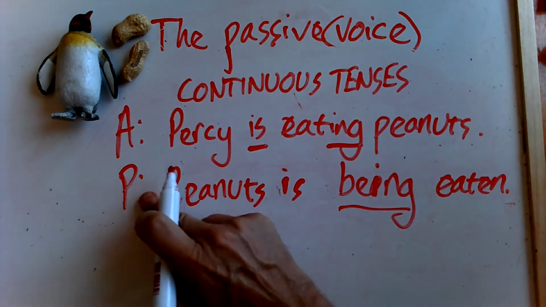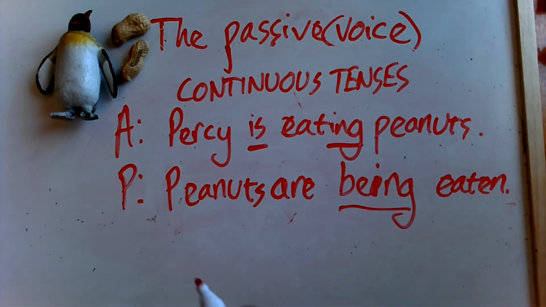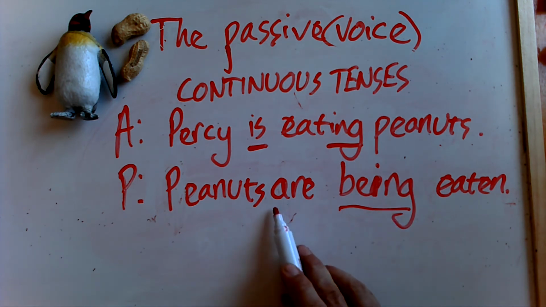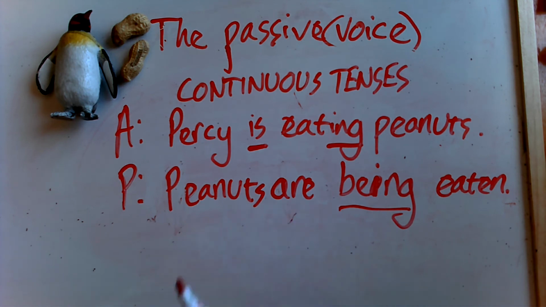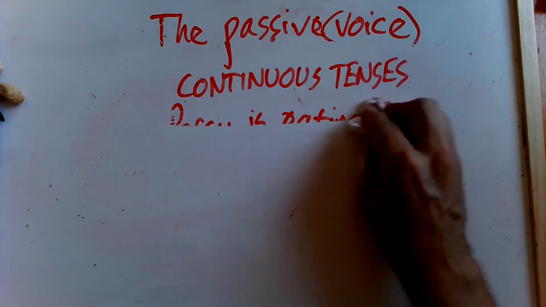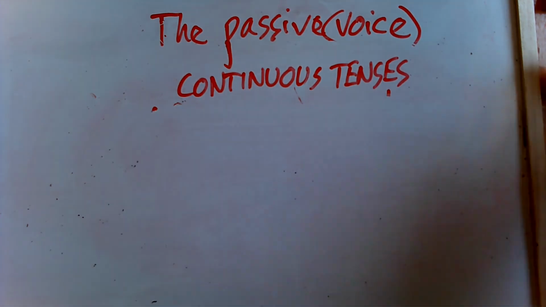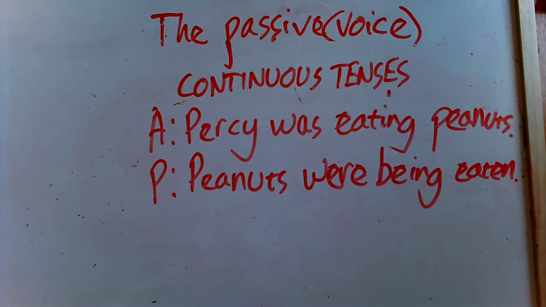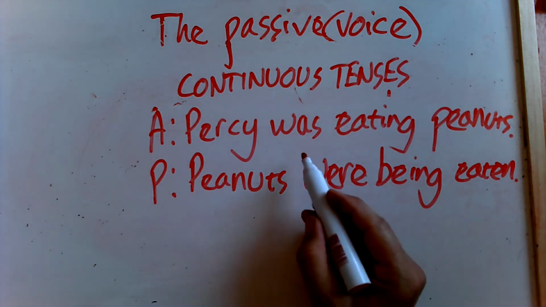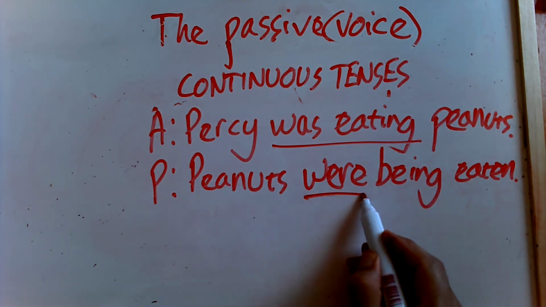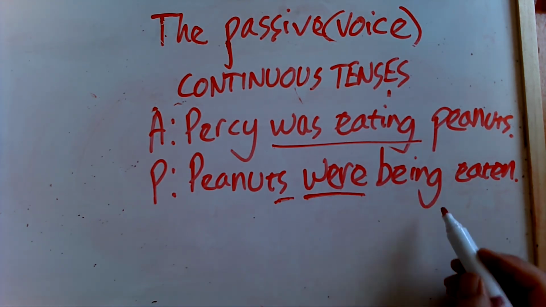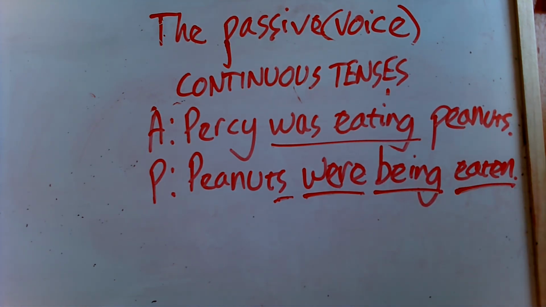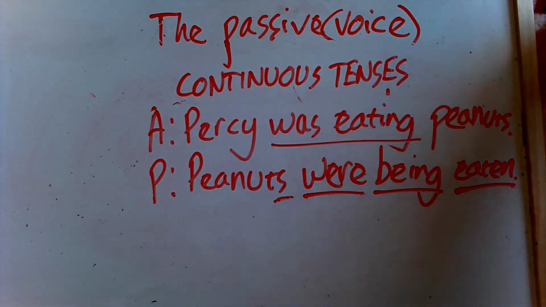Peanuts are being eaten. Yeah, peanuts are being eaten. This being will always stay the same, but it is this that will change according to the number. And with past continuous, were eating, were needs to agree with the peanuts, plural, and the being stays the same, and the past participle obviously stays the same because it's always the past participle.